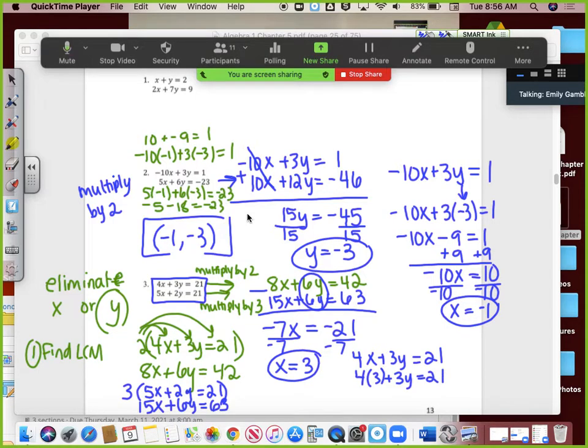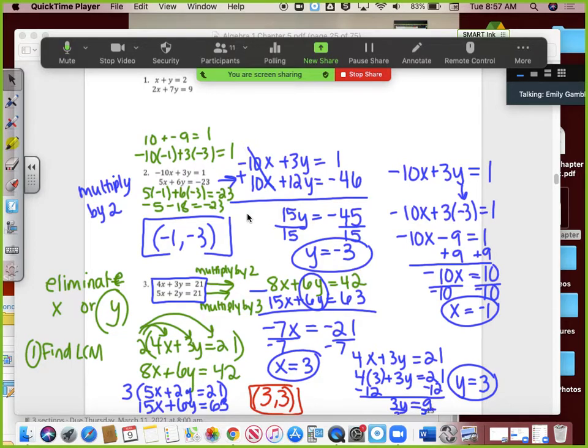And I'll solve. 4 times 3 is 12. So I'll subtract both sides by 12. 21 minus 12 is 9. So I get here that 3y equals 9. I'll divide both sides by 3 and get y equals 3. So both of these answers for x and y are actually both equal to 3. The final answer would be 3, 3 in ordered pair form. And each problem takes a long time, as you can see.